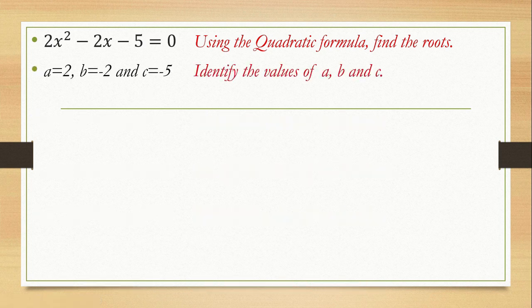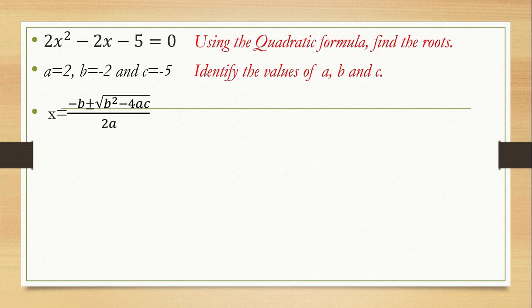Now the first step to find the roots of the quadratic equation using the quadratic formula is to identify the values of a, b, and c. So based on the equation, our a is positive 2 because the numerical coefficient of the first term is 2. Our b is negative 2 because the numerical coefficient of the second term is negative 2. And c is equal to negative 5 because negative 5 is our constant term.